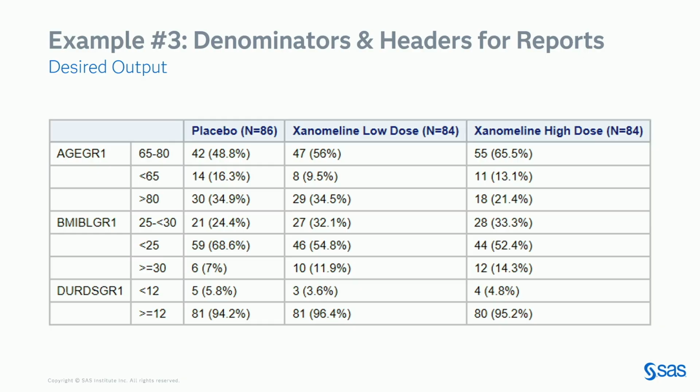So here is the desired output that we would like to create. Notice the big N values in the headers of each column. So each treatment group has an N, and that is also the denominator that's used to compute these percentages in each of the cells within this table.